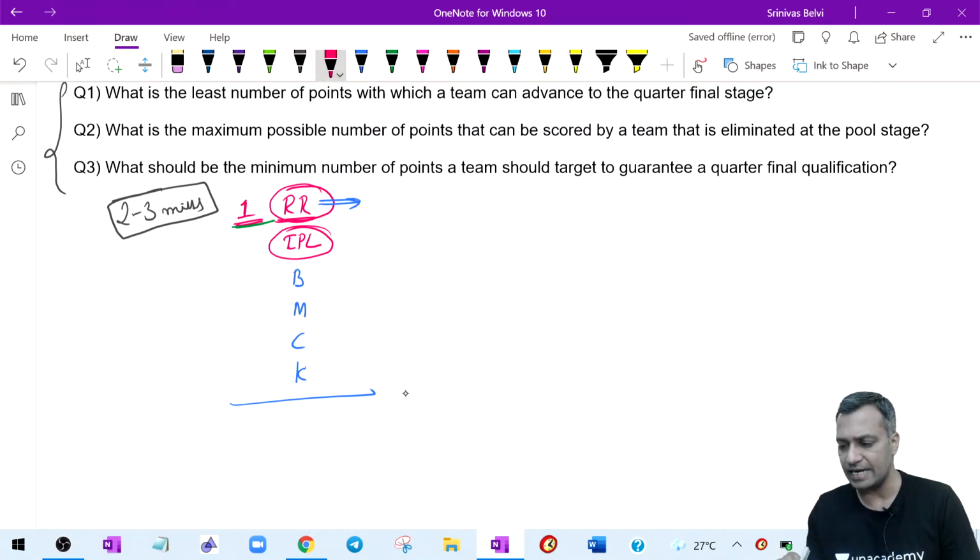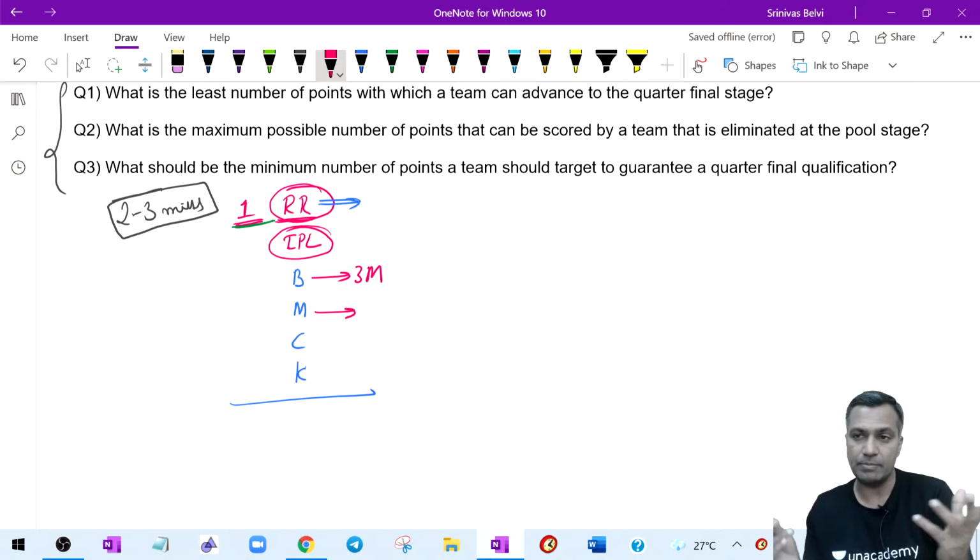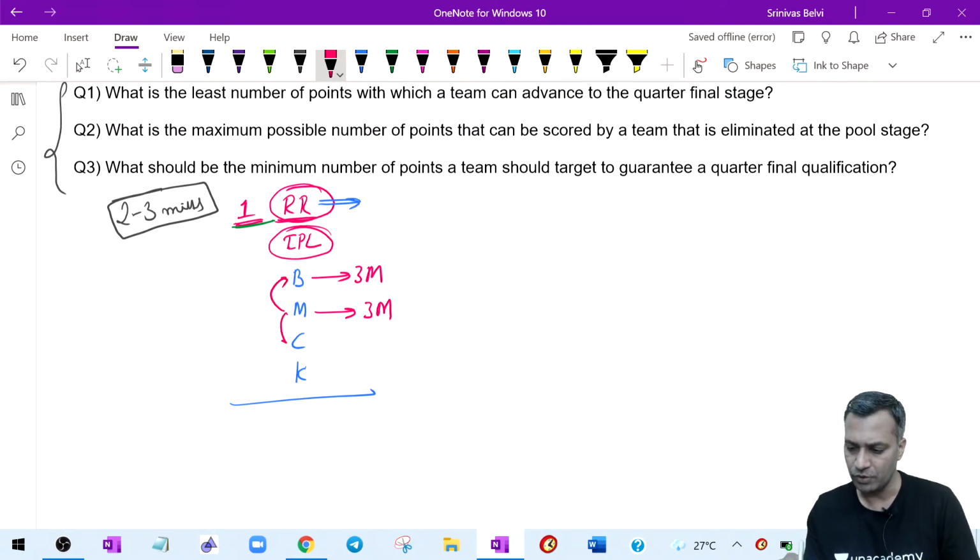Simply means that at the end of the round robin stage, Bangalore would have played 3 matches. What are the 3 matches? One against Mumbai, one against Chennai, one against Kolkata. Ask the same question to Mumbai's coach: how many matches has Mumbai played at the end of the round robin? He also said that they played 3 matches. Which are those? One against Bangalore, one against Chennai, one against Kolkata. The same response is true for Chennai and for Kolkata.